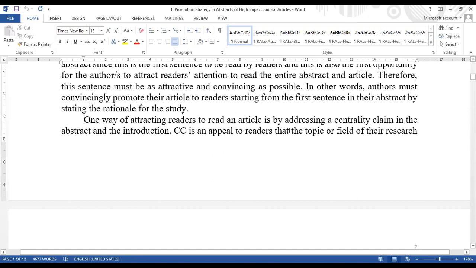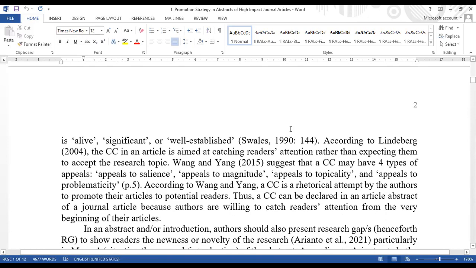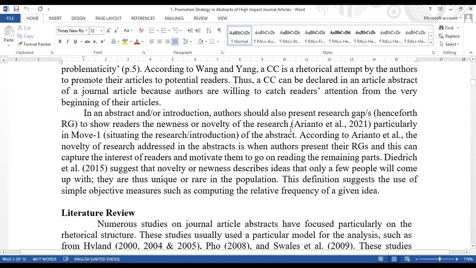This is about instrument number 2, the centrality claim. And this is the last one. In an abstract, authors should also present the research gap. This is instrument number 3.